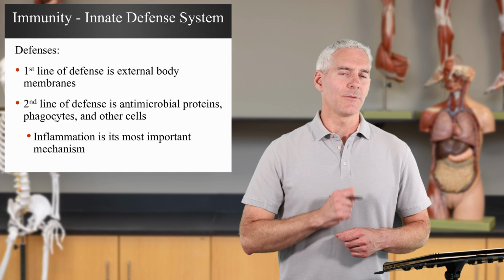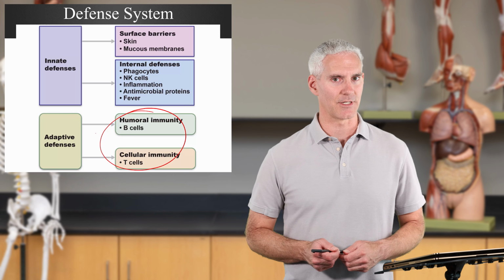The internal defenses, though, that's that second line. These are the things that are phagocytic. Inflammation is here. Antimicrobial proteins. Things that don't discriminate. They simply attack everything. NK cells. NK cells are natural killer cells. Again, doesn't matter what, they're going to attack it if it shouldn't be there. But then that third line, remember, was adaptive. That's your B cells and your T cells. Things that will be specific to a particular antigen, to a particular pathogen.